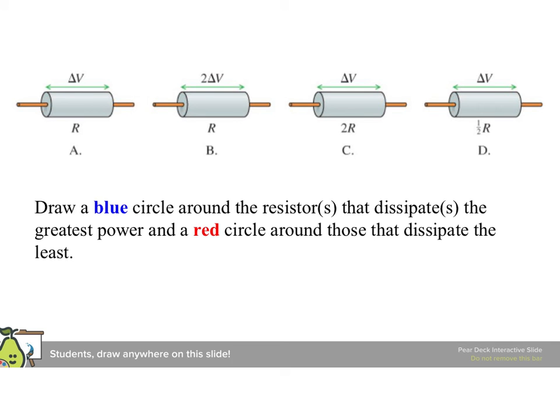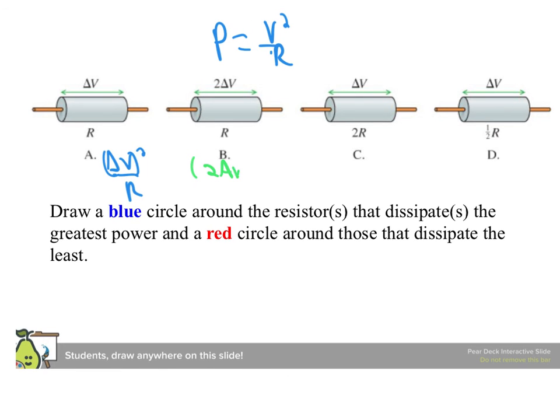Draw a blue circle around the resistor or resistors that dissipate the greatest power, and a red circle around those that dissipate the least power. In each case, of course, the power will be the actual voltage squared over the resistance. So we'll take A as our standard, and that would be delta V quantity squared over R. But for B, for instance, it would be 2 delta V quantity squared over R, which is 4 times the original.